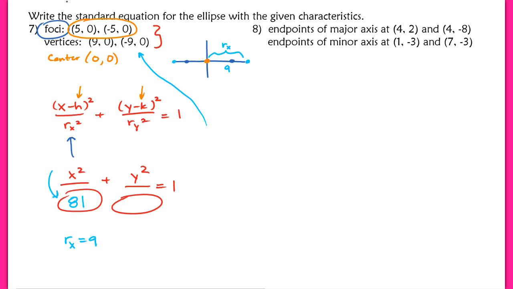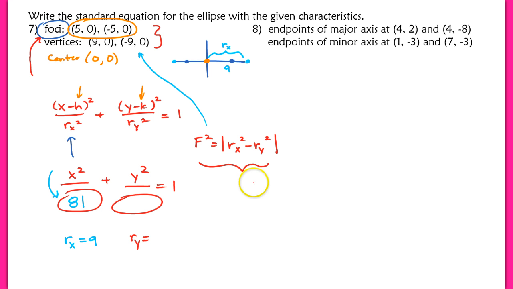Alright, now let's see if we can try to figure out r sub y. Now this one's going to be much trickier, okay? The reason why it's trickier is because they don't tell you where the co-vertices are, right? They don't tell you explicitly where that is, so we can't just figure out what r sub y is. In this case, what we're going to have to do is rely on the fact that they give you the foci here, okay? It actually relates back to the foci. I know that's kind of weird, but anytime you're given foci, you're going to have to use that formula, f squared is equal to the absolute value of r sub x squared minus r sub y squared.